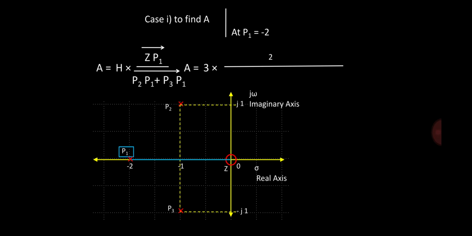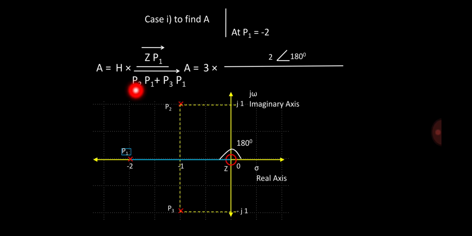Now we will have to find out the angle also, because this is polar vector form. So angle we have to measure from the real axis. Okay, so the angle is a straight line, so it is 180 degrees. So when we have measured the distance from Z to P1, the distance comes to be 2 and the angle comes to be 180. So 2 at an angle 180. So the numerator is over.